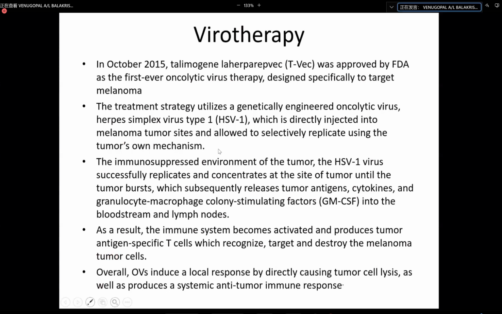So overall, the virotherapy induces a local response by directly causing tumor cell lysis, as well as a systemic anti-tumor immune response.